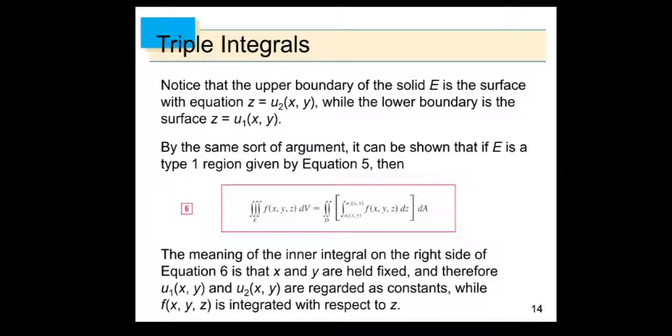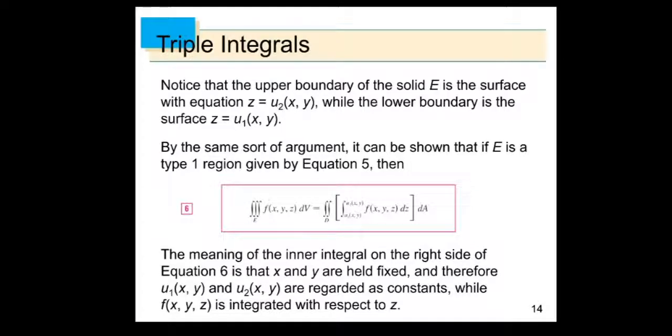While the lower boundary is the surface z equals u1(x, y). As we mentioned before, we will have two boundaries, upper and lower, u1 and u2 respectively. By the same sort of argument, it can be shown that if E is a type 1 region given by equation 5, then we will have an equation 6, which will be something like this.